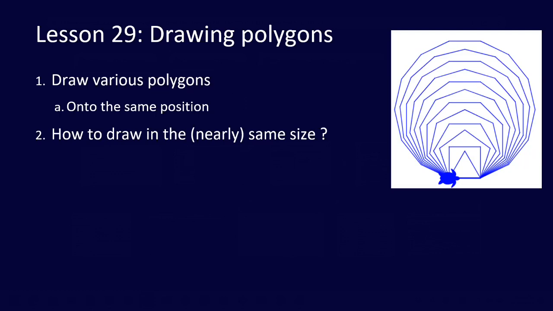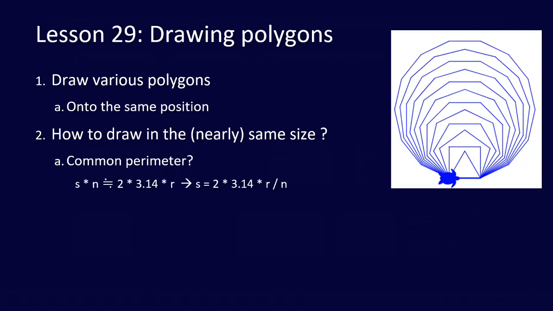Okay, the idea is this. Maybe we want a common perimeter, or circumference, for each shape, for all the shapes. So how can we do that? The perimeter of a polygon is s times n, where s is the length of a side and n is the number of sides. And this should be constant.